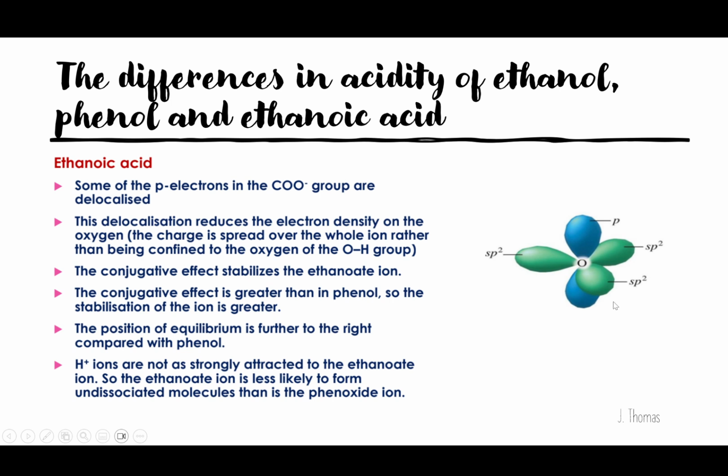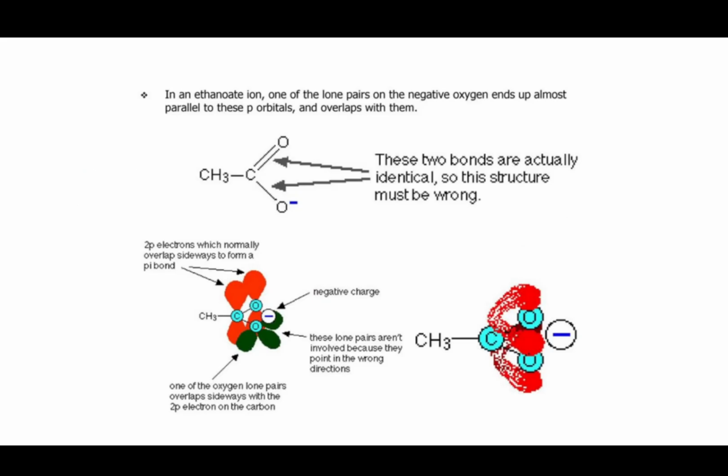And here we can see the sp2 hybridized oxygen. So within the phenol itself, right? This would be overlapping with the ring. These two will be overlapping with the ring, right? And within the ethanoate, those two will be overlapping with carbon, and overlapping with the other oxygen. So this is what's happening within the ethanoate ion.